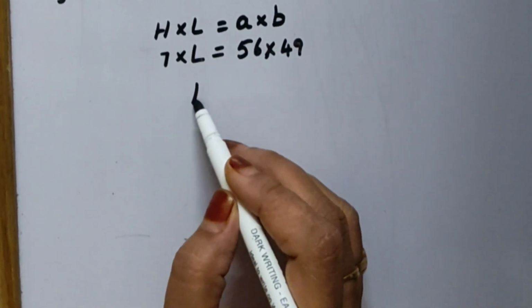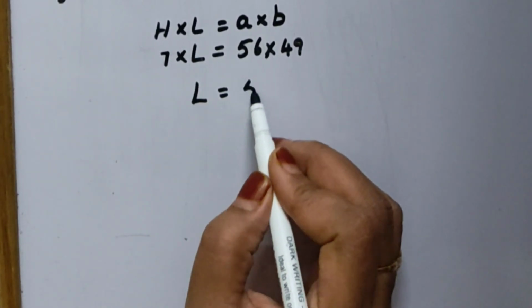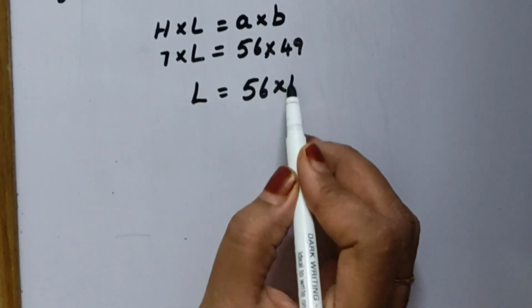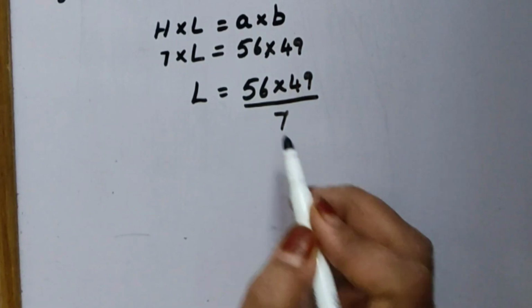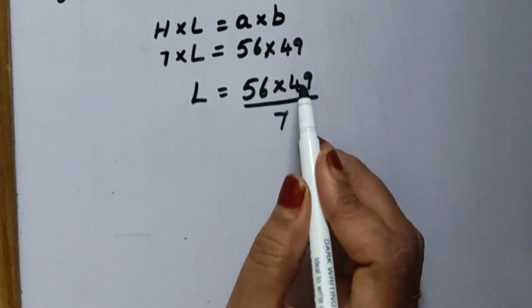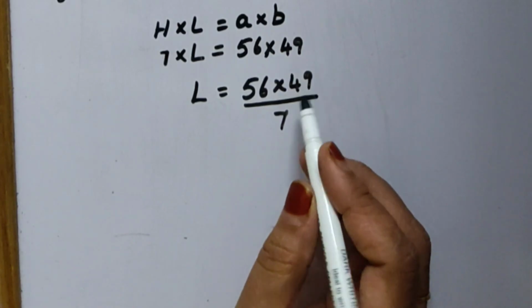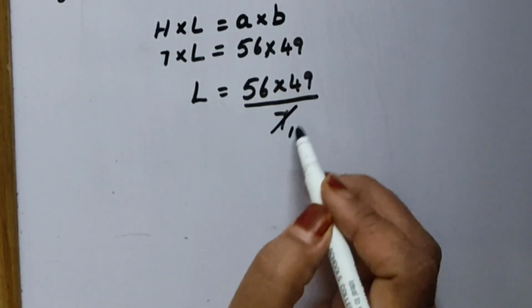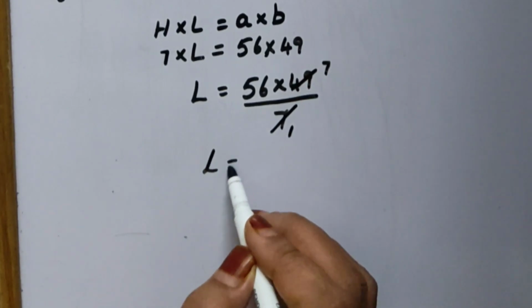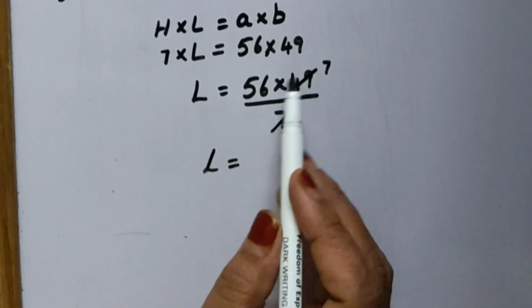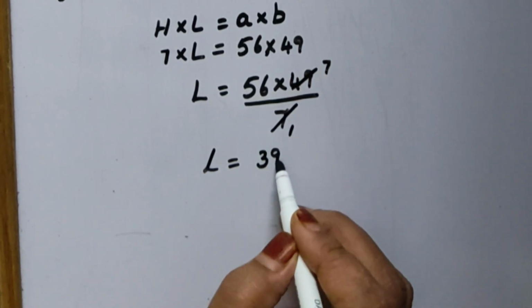Now we need to find out the value of L, that is LCM. Whatever is written after equals to, we'll just copy down: 56 into 49 upon 7. You can either cancel this or cancel 49. Your answer will remain the same. Now 7 ones are 7, 7 7s are 49. So L equals, when we multiply 56 into 7, we get 392.